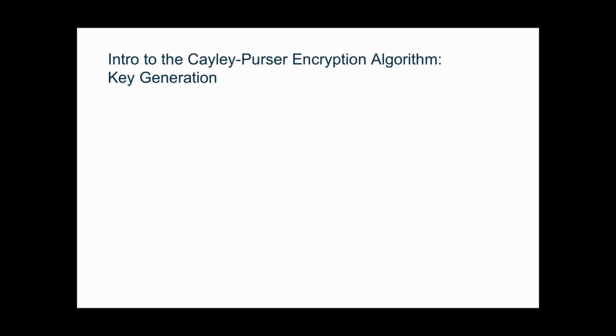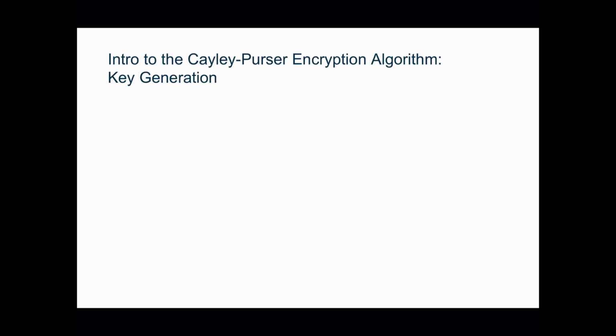This is part 2 of a 3-part series on the Cayley-Purser encryption algorithm: key generation. If some hypothetical person Alice would like to send a secret message to another hypothetical person Bob using the Cayley-Purser algorithm, Bob would act as the key generator and generate the public and private keys in Cayley-Purser. He would then send the public key to Alice while retaining the private key for further use.